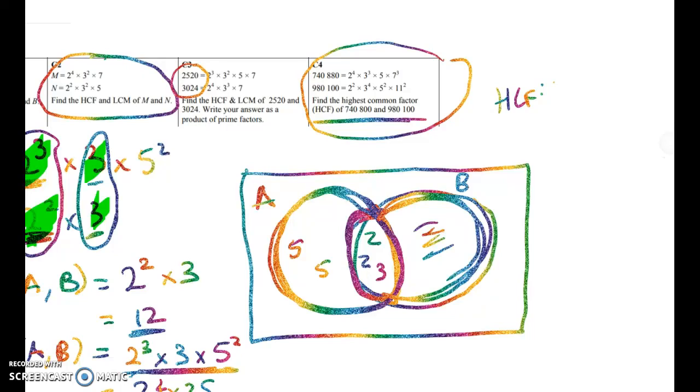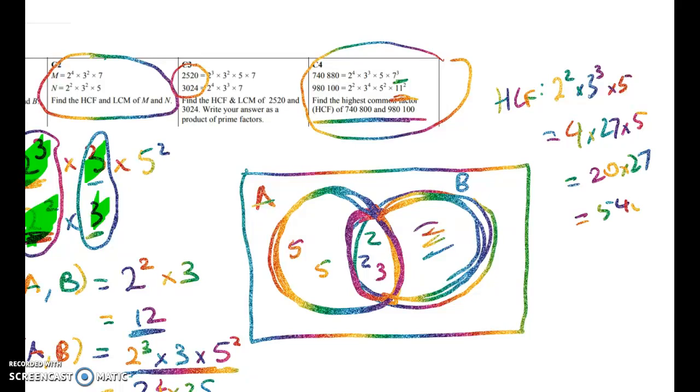So the highest common factor will be 2 squared times 3 cubed times 5, and that's it, because the 11's in here and the 7's in here. So the highest common factor is going to be 4 times 27 times 5, which is 20 times 27, which equals 540. But I just haven't worked out what the LCM is, so I'm going to leave that one for you to do.